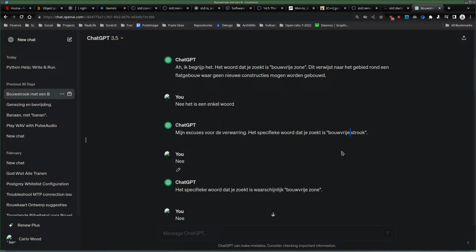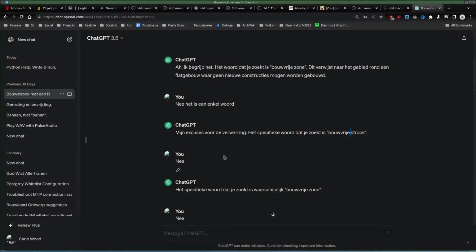I'm like baffled, man. This is ChatGPT 4. This is ChatGPT 3.5 now, but this is ChatGPT 4. Yeah? I was still paying for it then. So it gives me 2 words. I say, no, it's a single word. Oh, my excuses for the confusion. You want a single word. Well, then the single specific word that you're looking for is 2 words.